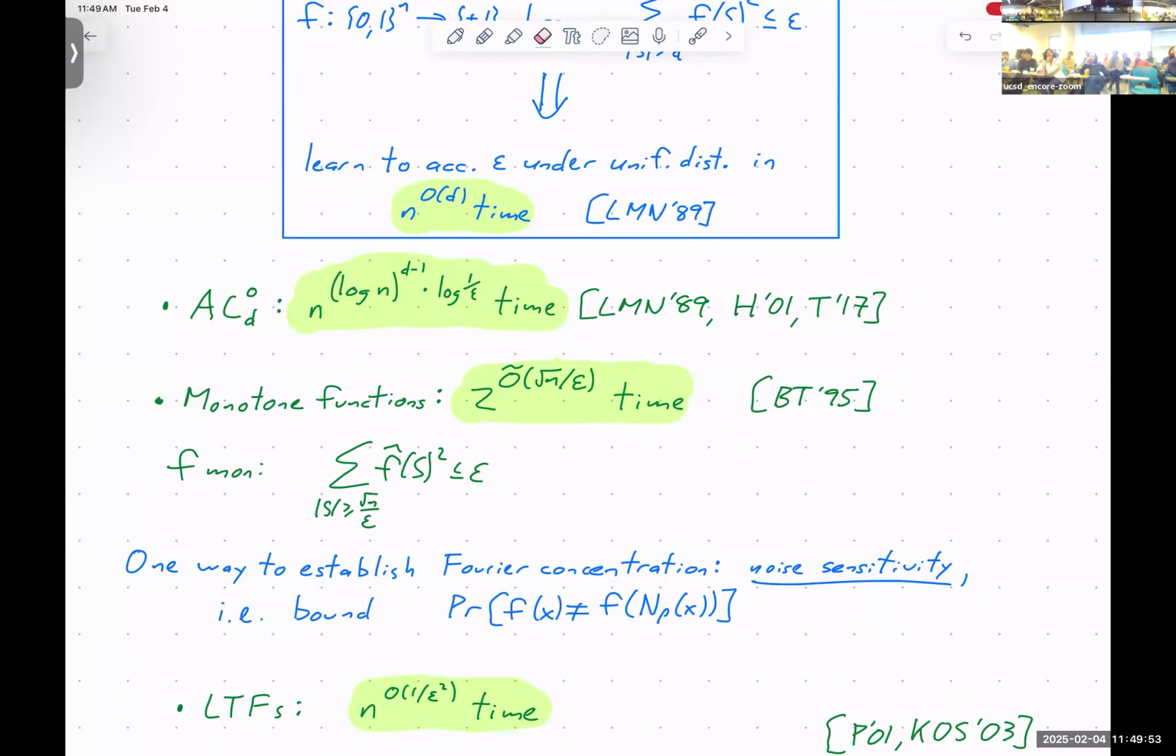So just a quick sentence on this: sometimes to prove these Fourier concentration bounds, you do switching lemma kinds of things or other types of analyses. Sort of a cute technique is to use noise sensitivity. What does this mean? It means you pick a uniform random x, and then you take a noisy version of x. This N sub rho of x means you flip every bit of x with probability rho. And you ask yourself, what's the probability that under random x and a random noisy version of x, the value of the function changes?